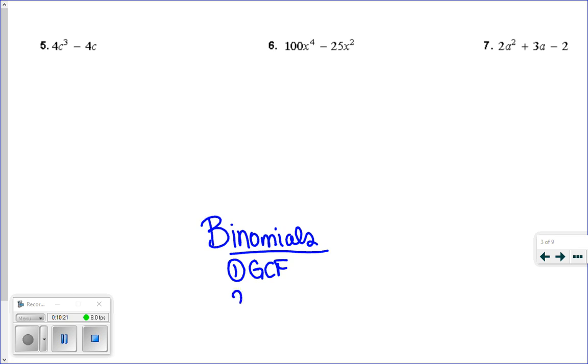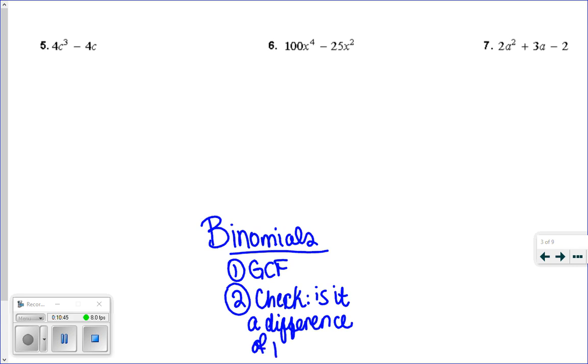Factor the GCF, and then with the binomial guys, at least right now in algebra 1, the only thing you can check for other than a GCF is, is it a difference of squares? Remember, if I write it down, you write it down. So is it a difference of perfect squares? Which is one of the special cases. Always be on the lookout. I'm telling you right now, I'm going to throw this curveball at you on the test. I want you to catch it.